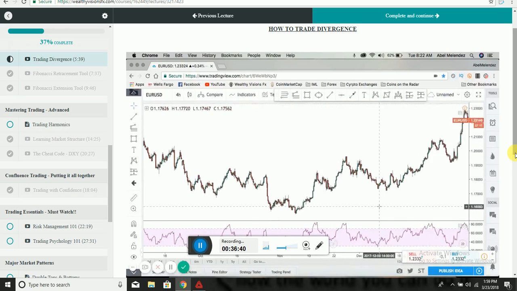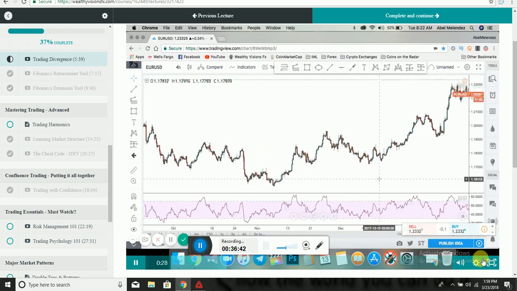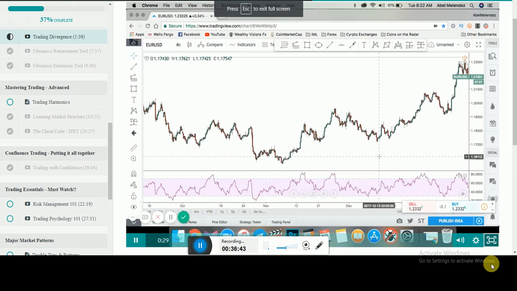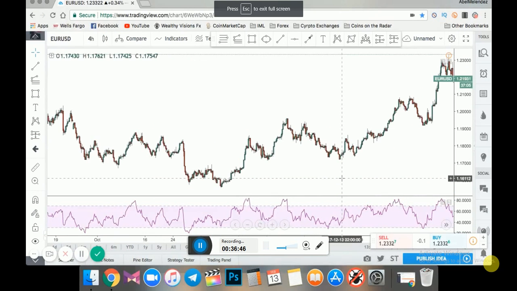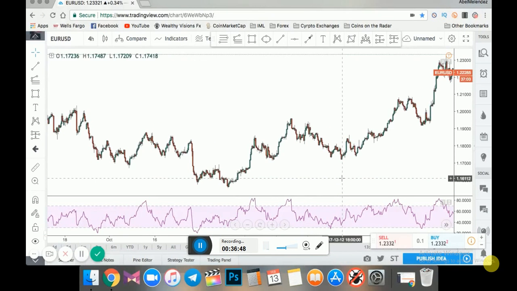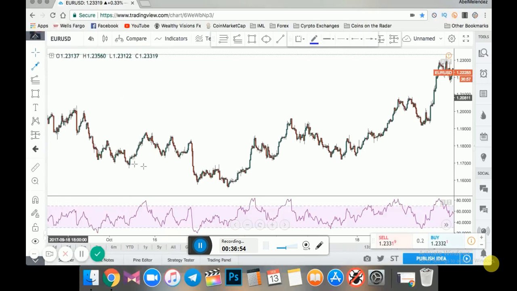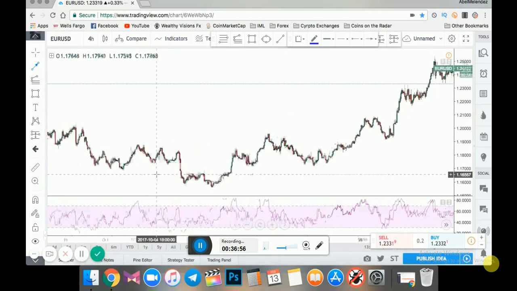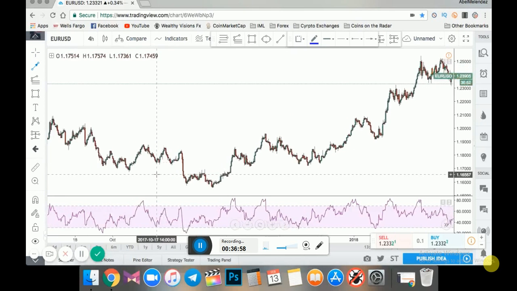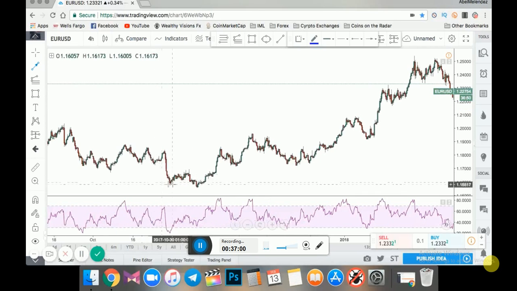Now there's a couple of different types of divergence. There's regular divergence and there's hidden divergence. The one that I really use is just regular divergence, so that's the one I'm going to speak about, because I don't want to speak about things that I rarely use. When you're looking for divergence, you really want to look at it on a higher time frame for the bigger moves, so it's a more powerful thing.